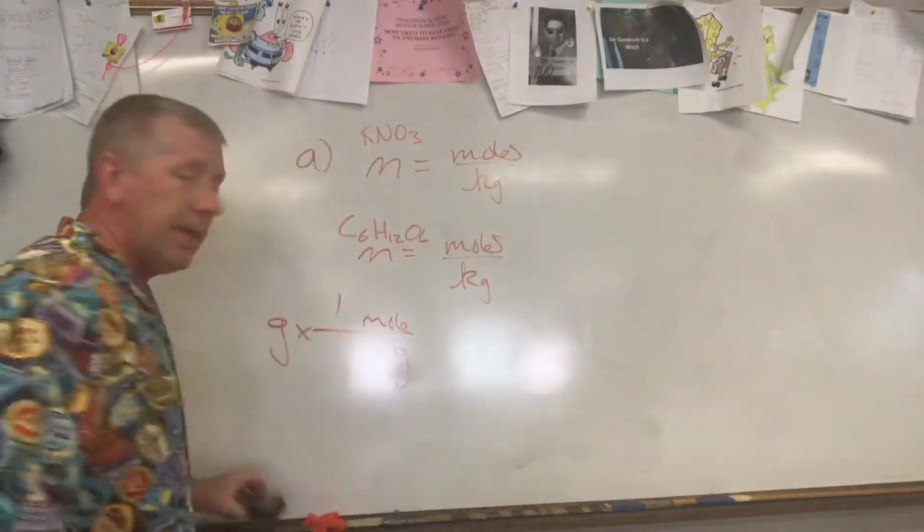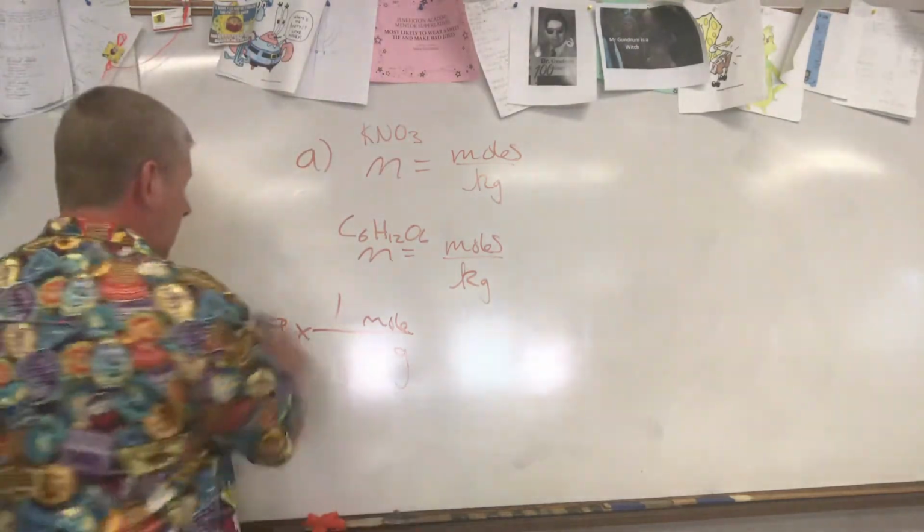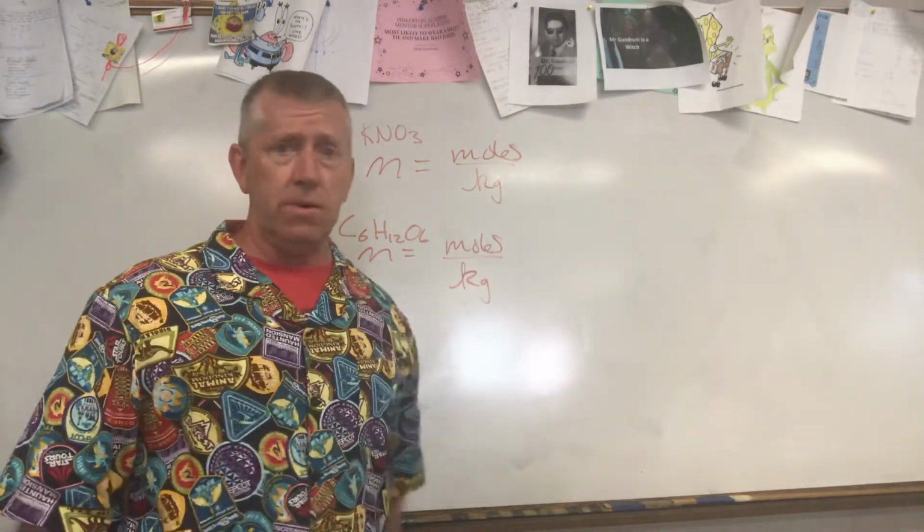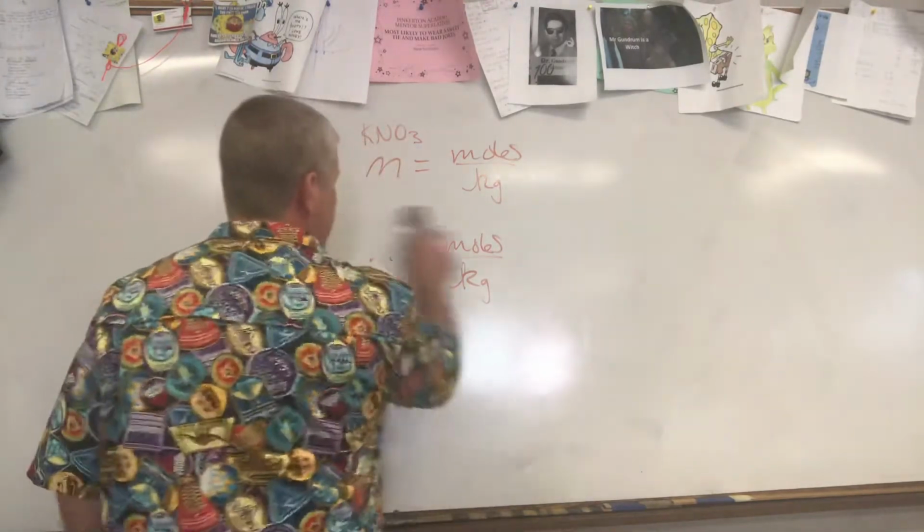Now, calculation B is the meat and potatoes, unless you're a vegetarian. Then it would be like your seaweed or something, I don't know, of the lab.